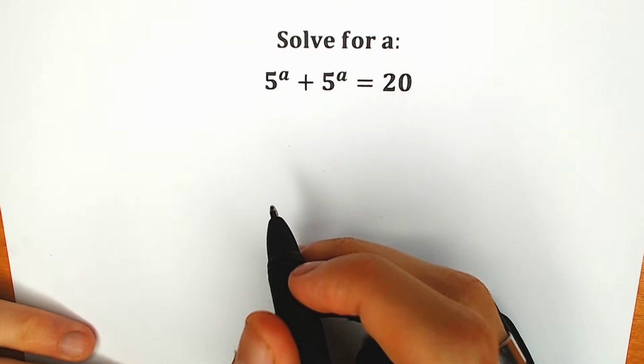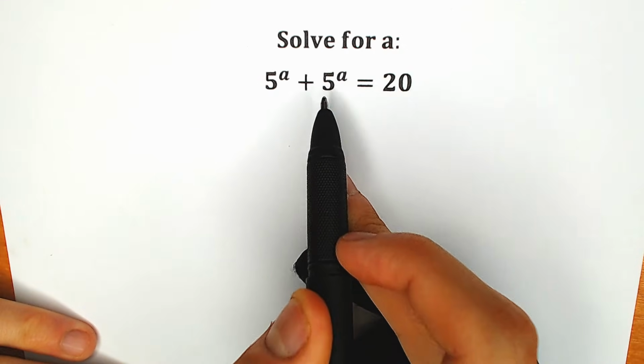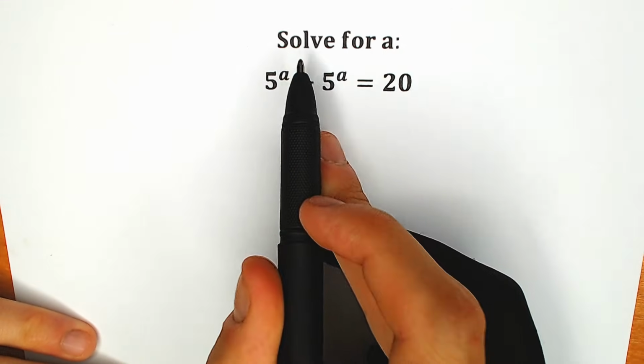Today we have a very interesting equation: 5 to the power a plus 5 to the power a equal to 20. We need to solve this question for a.